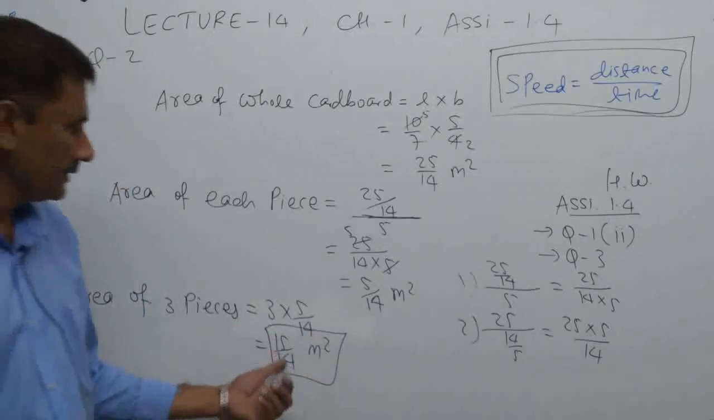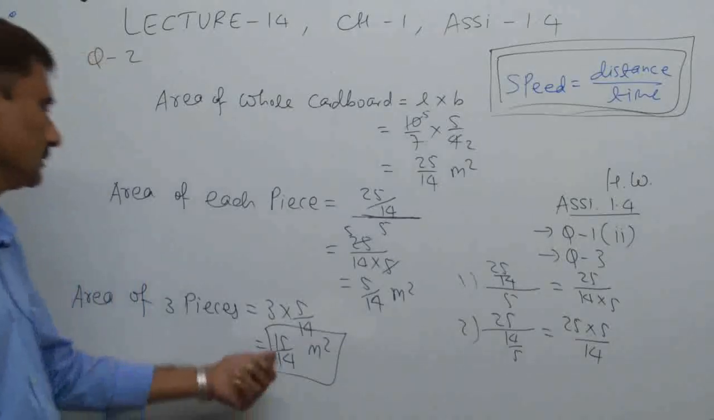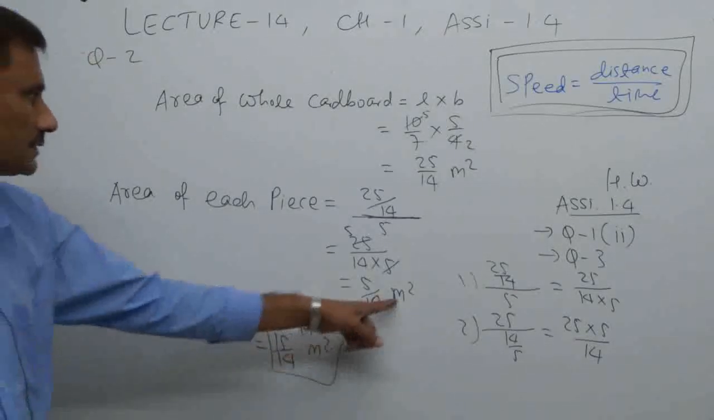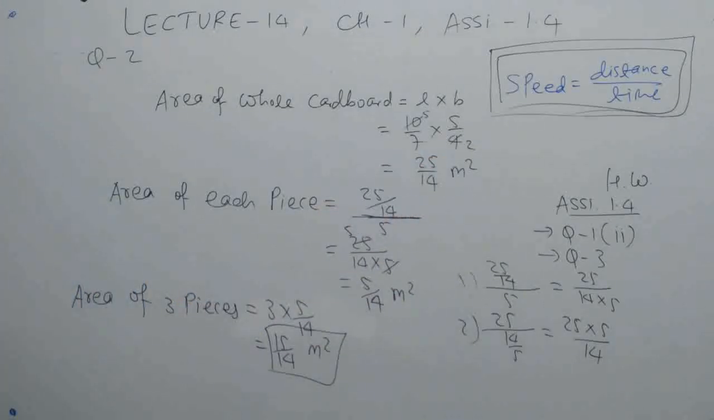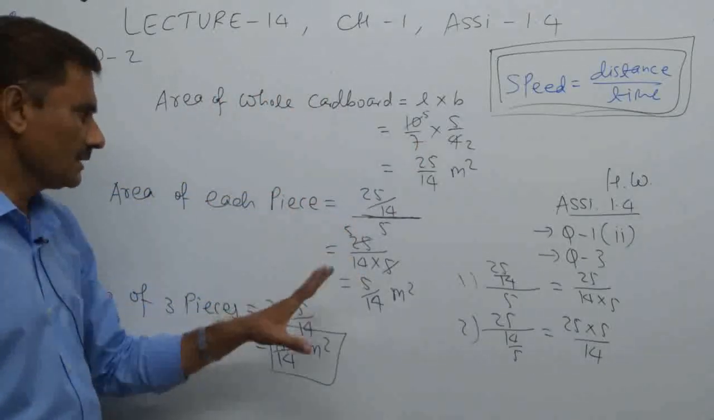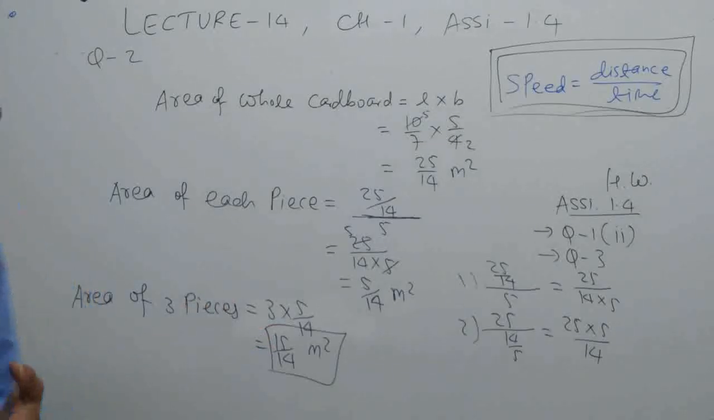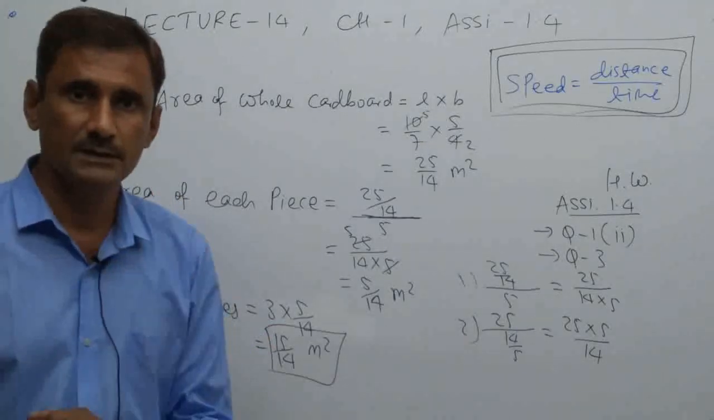Here also they have given the answer in fraction form only, not in decimal form. I checked it. And meter square should be there. With unit only you can give the answer. So it is very simple. The whole cardboard's area was found, then 1 piece's area, and then we multiply by 3, because instead of 1 we are having 3 pieces. That's why we multiply by 3.